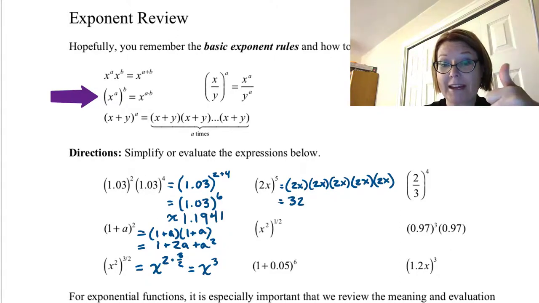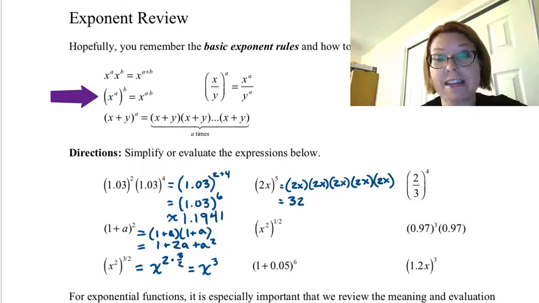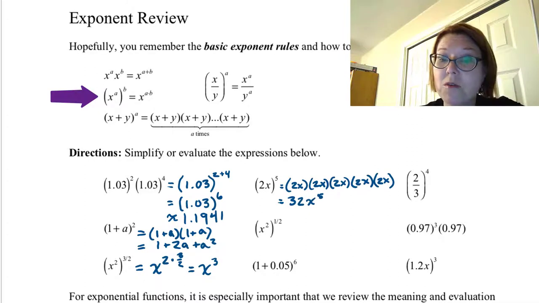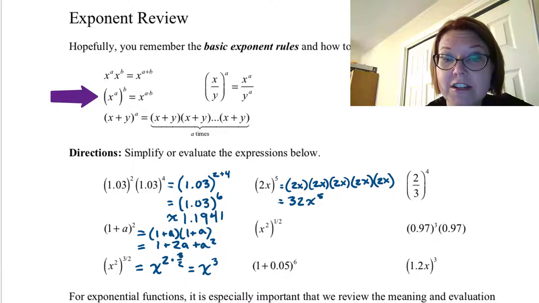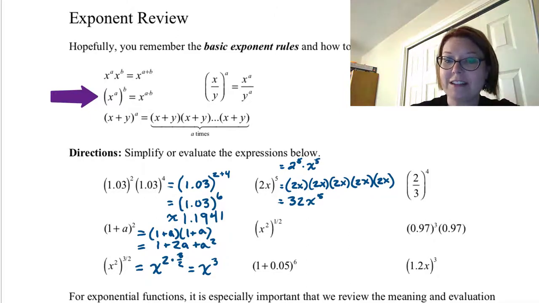And then we have to do x times x times x times x times x, and that's x to the 5th. And so you can see what happened here is essentially that we did 2 to the 5th and x to the 5th to get 32x to the 5th.